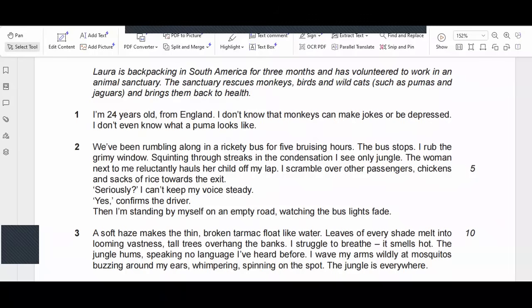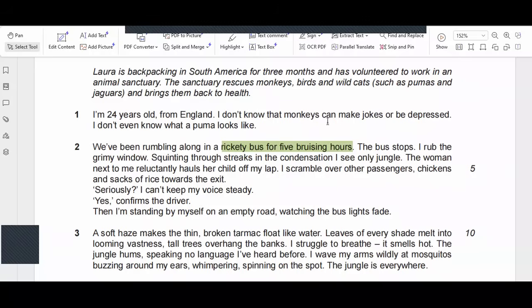As far as our question is concerned, in the question we have been given one phrase, and the phrase was rumbling along in a rickety bus. So let's find out the phrase. It was in line number 2. This is line number 1, 2, and 3. In a rickety bus for 5 bruising hours. So this is the phrase which is given. A rickety bus.